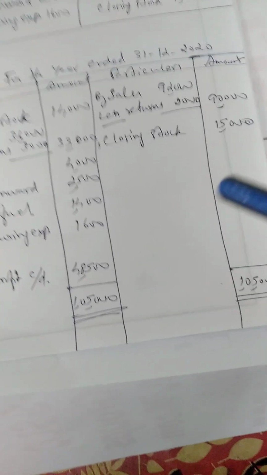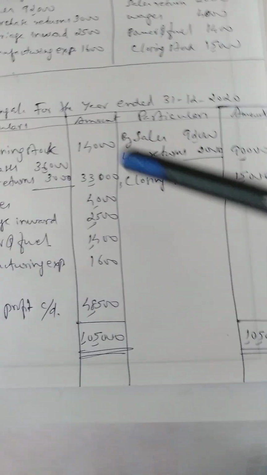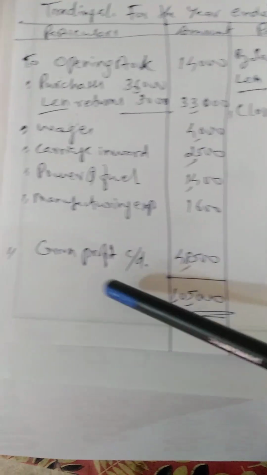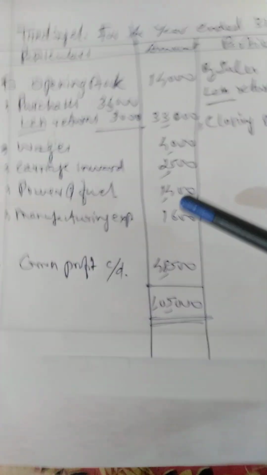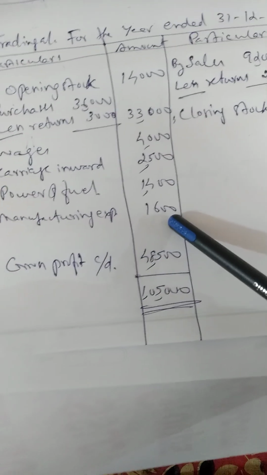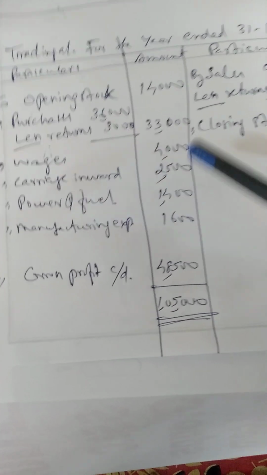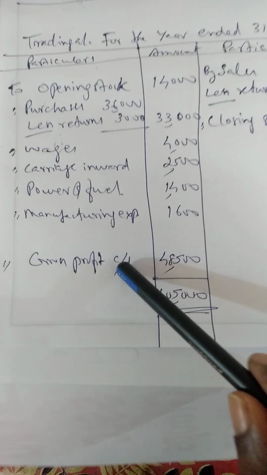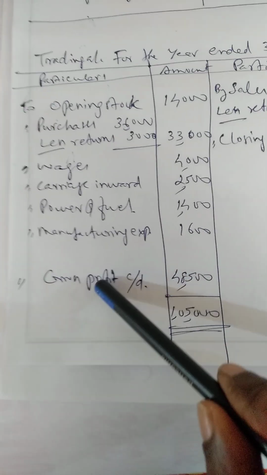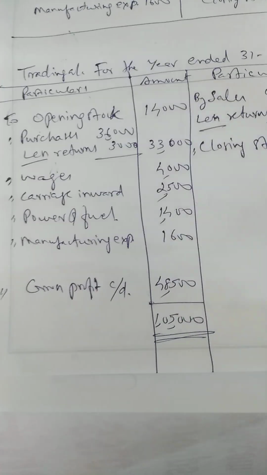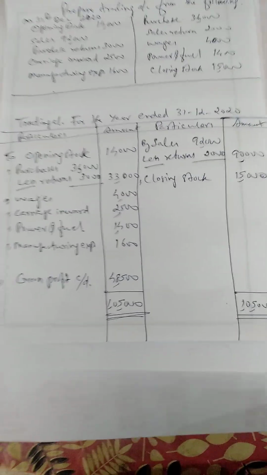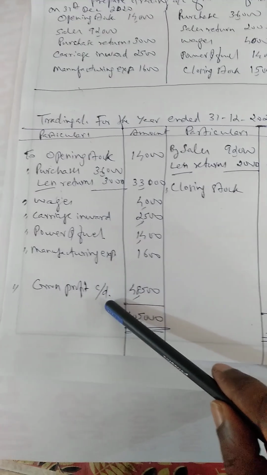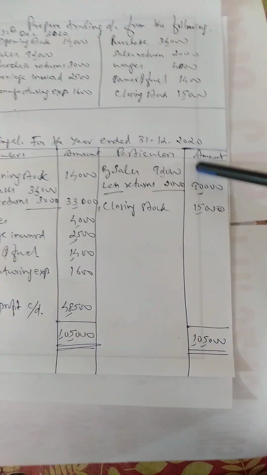Since the highest total is here, this side has the least total. Show that difference on the least total side. That means here is the least total amount, on the debit side. So the difference of 48,000 should be shown here as gross profit C/D. C/D means carried down. This amount is to be carried down to the next account, which is the profit and loss account. That is why it is shown here as C/D, gross profit carried down.